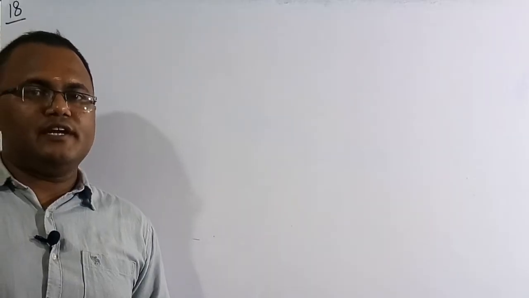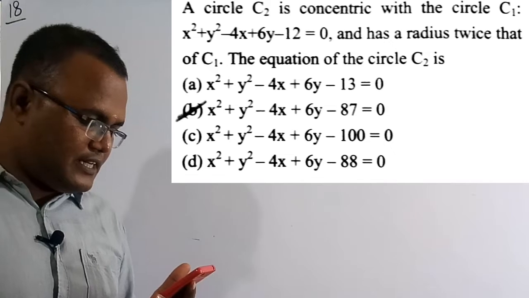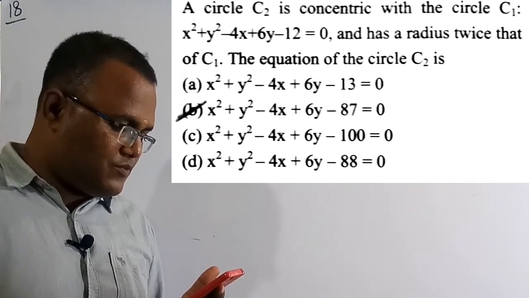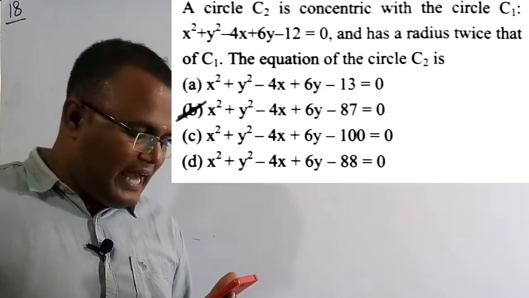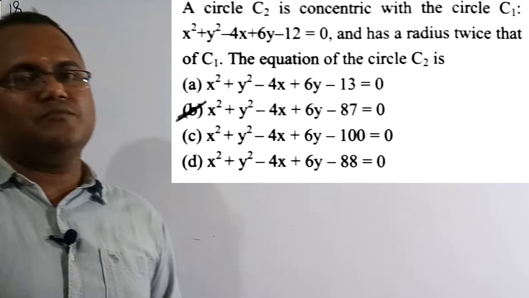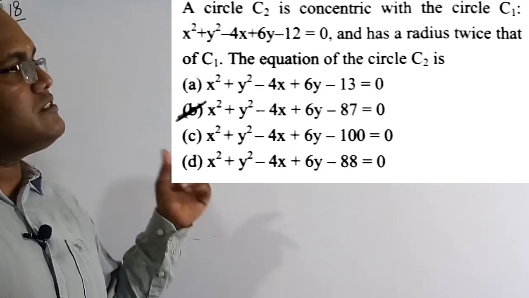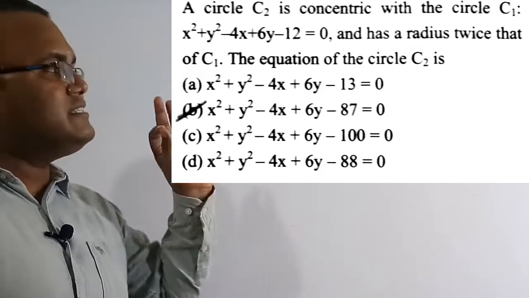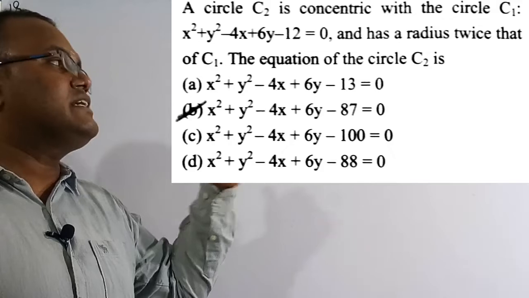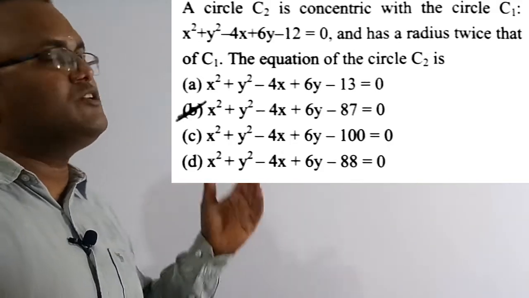So now we are going to solve the 18th question. See the question here. A circle C2 is concentric with the circle C1. The equation of circle C1 is x square plus y square minus 4x plus 6y minus 12 is equal to 0, and C2 has a radius twice that of C1. The equation of circle C2 is, so basically in the question they are given the circle C1 equation, and the C2 and C1 circles are concentric, meaning the center point is the same, but the radius of the circle C2 is twice that of the circle C1. Then we have to find the equation of the circle C2.